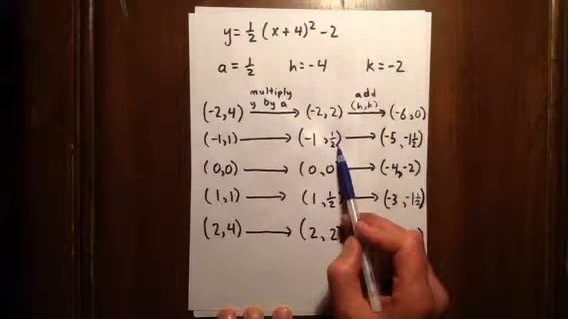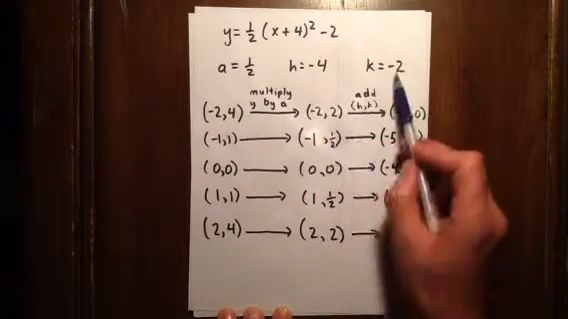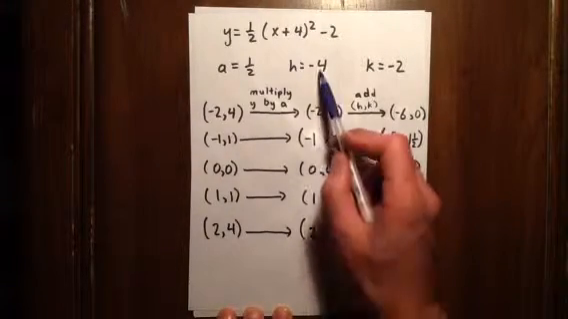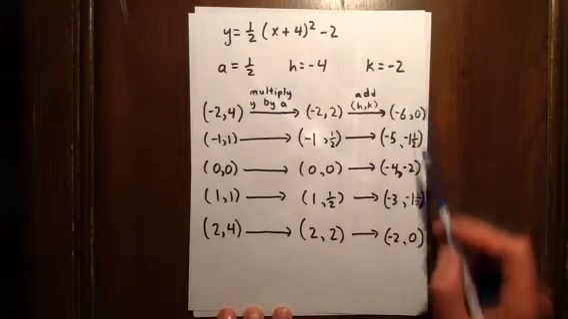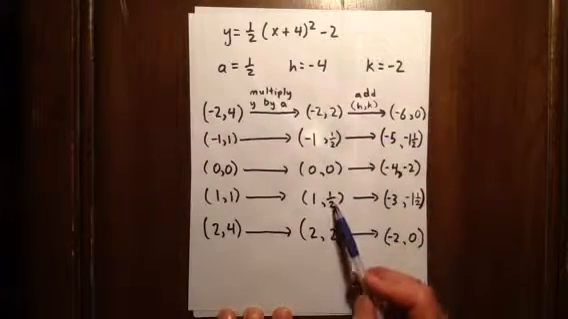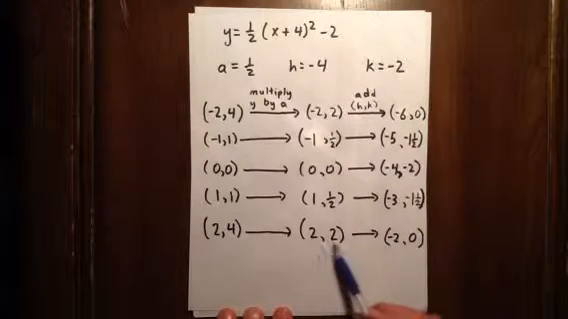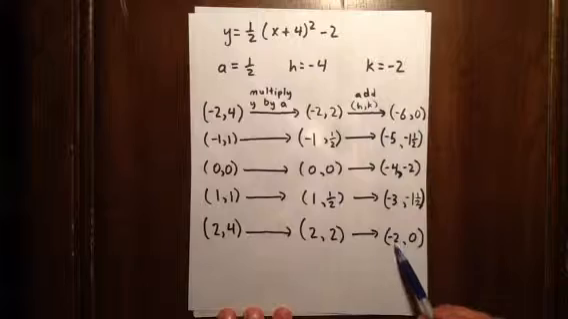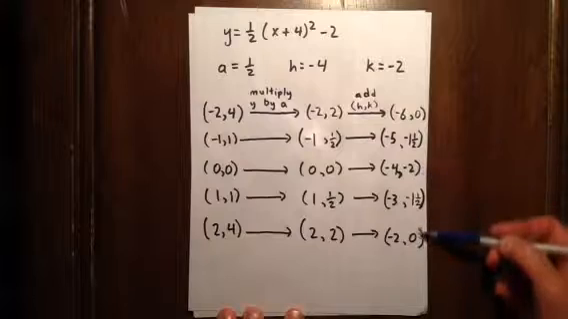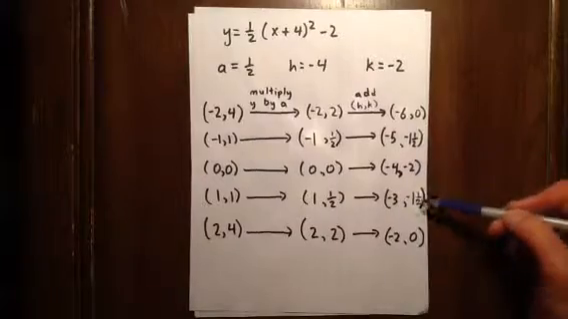Similarly, the point (-1, 1/2) will move to -1 plus -4, which is -5, and 1/2 plus -2, which is -1 1/2. (0, 0) will move to 0 plus -4, and 0 plus -2. (1, 1/2) will move to 1 plus -4, and 1/2 plus -2. We get (-3, -1 1/2). And finally, (2, 2) will move to 2 plus -4, which is -2, and 2 plus -2, which is 0. And we've now got 5 points on the parabola. So all we have to do is graph these 5 points.